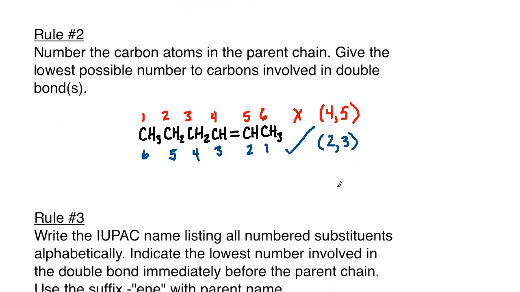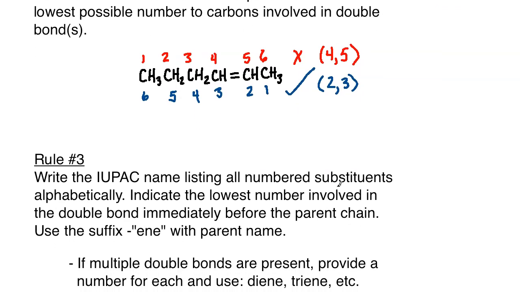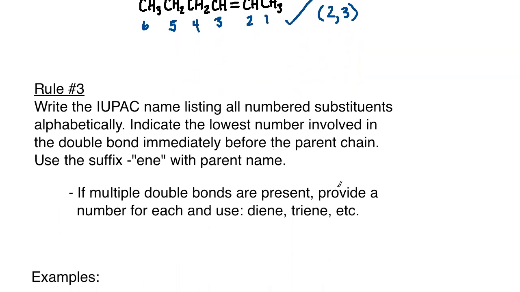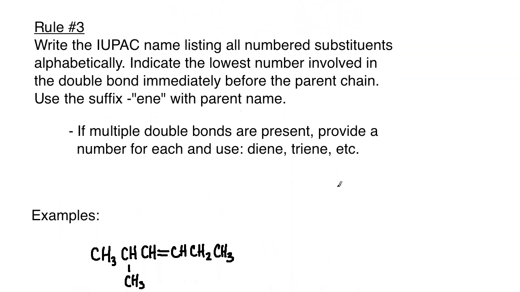So then rule number 3, once we have our numbering in place, we want to actually get ready to name the compound. And a couple reminders here, when we're writing IUPAC names, we're going to list all of the numbered substituents alphabetically. It is not by number, it is alphabetically. So if I have an ethyl and a methyl, the E in ethyl gets listed first, even if the number on the ethyl is higher.